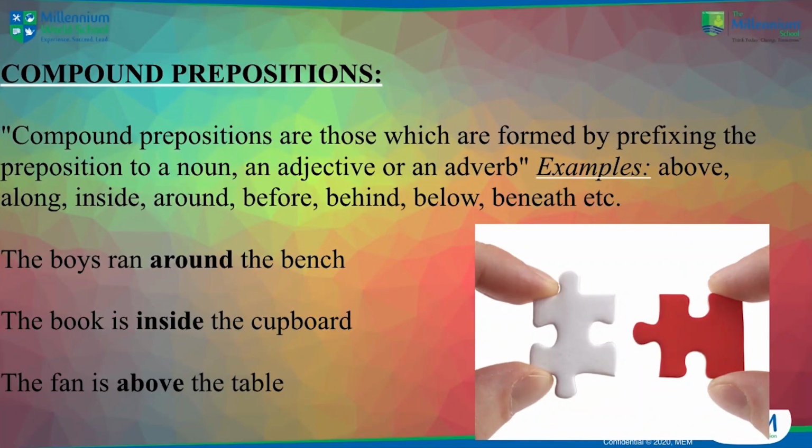Now that we have clearly understood the simple prepositions, we move further to compound prepositions. Compound prepositions are those which are formed by prefixing the preposition to a noun, an adjective, or an adverb. You have these examples: above, along, inside, around, before, behind, below, beneath, etc.